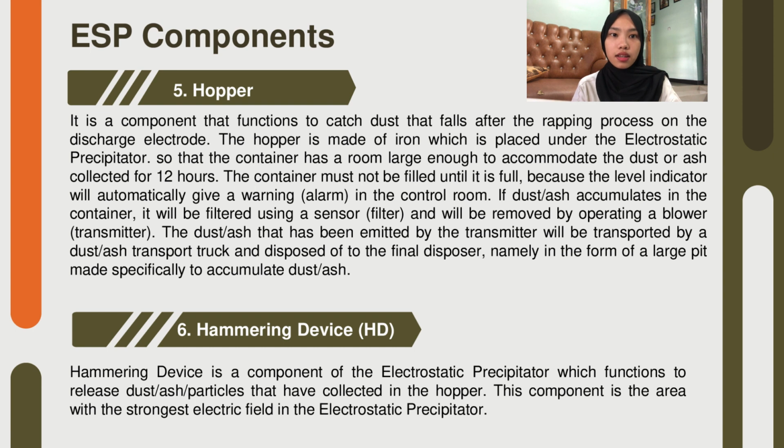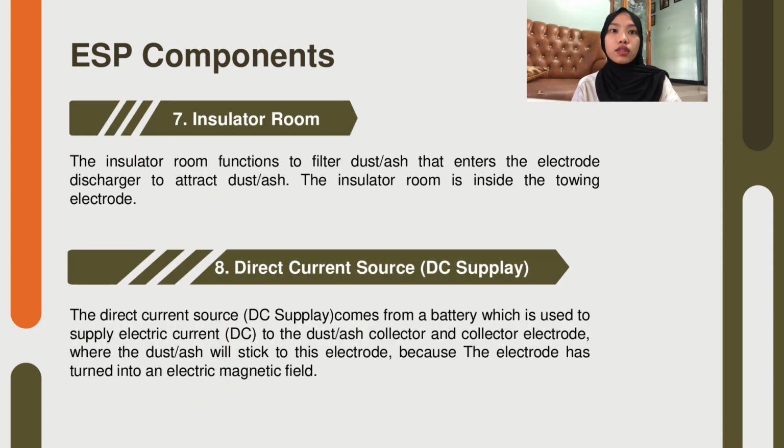The next is the handling device or HD. The handling device is a component of the electrostatic precipitator which functions to release dust or ash or particles that have collected in the hopper. This component is the area with the strongest electric field in the electrostatic precipitator. The next is the insulator room. The insulator room functions to filter dust or ash that enters the discharge electrode to attract dust or ash. The insulator room is inside the discharge electrode.